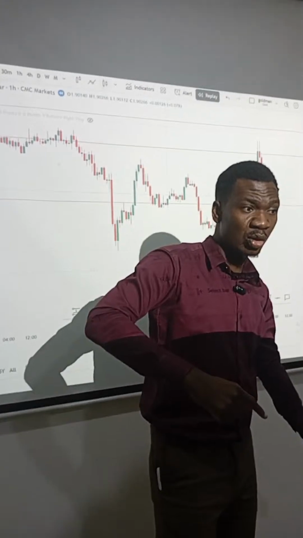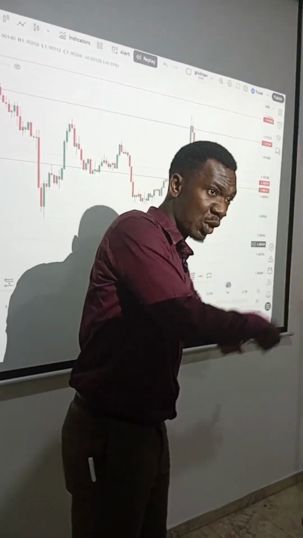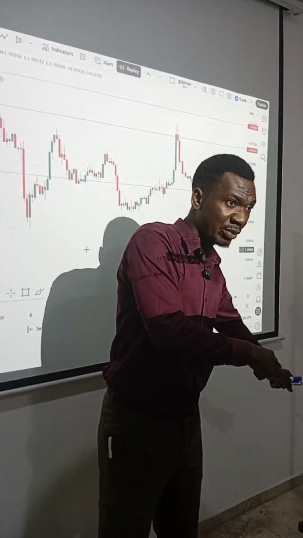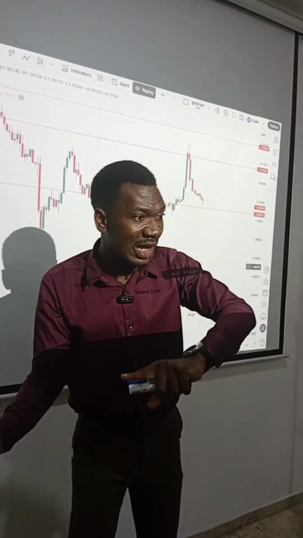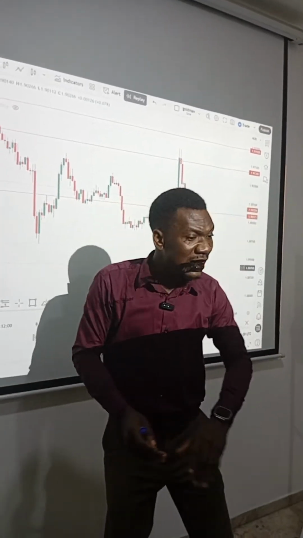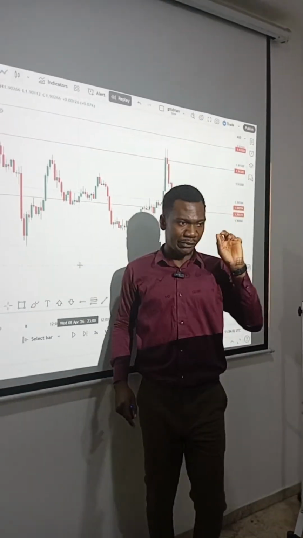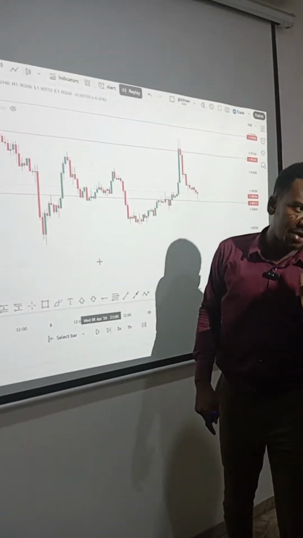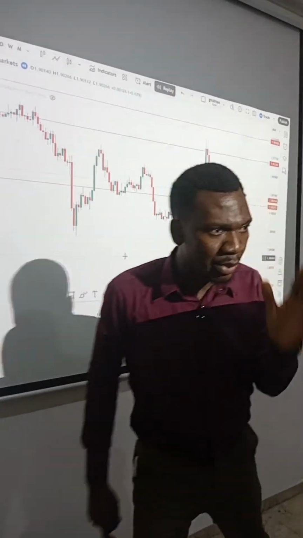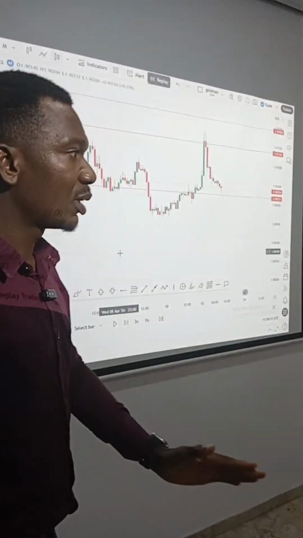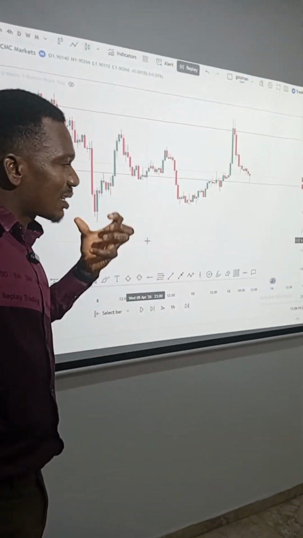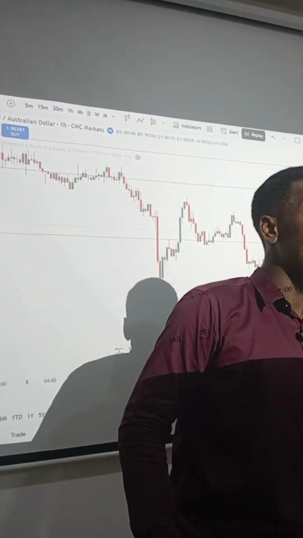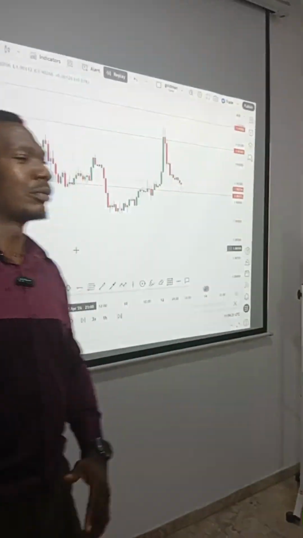Can we say it together? The higher time frame controls the smaller time frame. One more time. The higher time frame controls the smaller time frame. So any level you pick on the higher time frame has more weight than a smaller time frame. If you pick a break of structure on a higher time frame, that break of structure can serve a better purpose as an area of confluence compared to a smaller time frame.